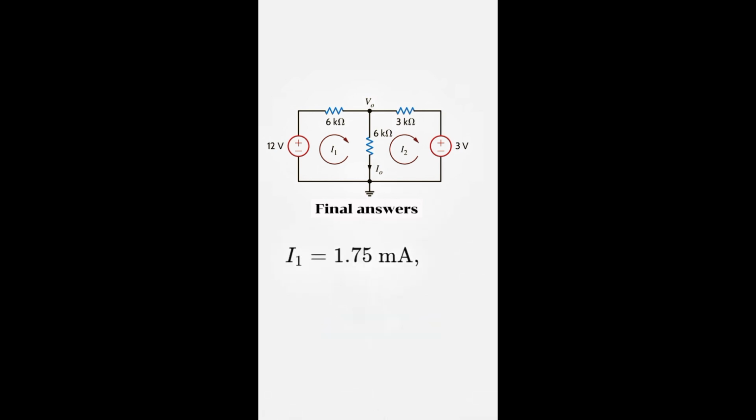Final answers. I1 equals 1.75 milliamp. I2 equals 1.5 milliamp. If you got this before the final step, you're really good.